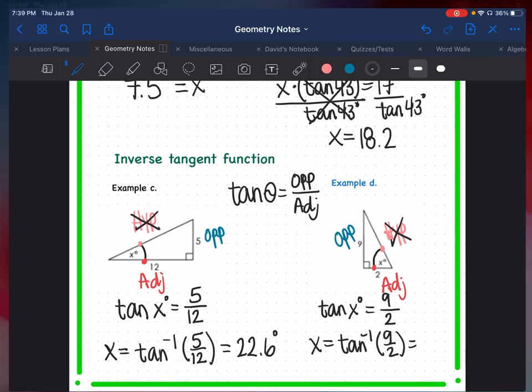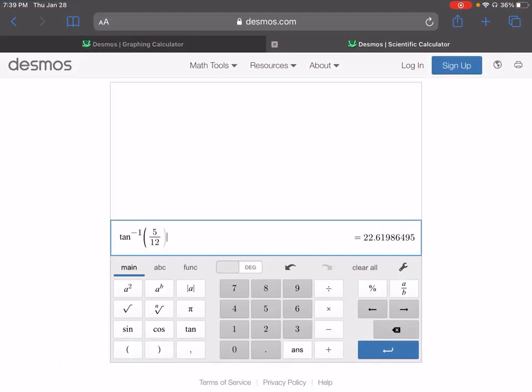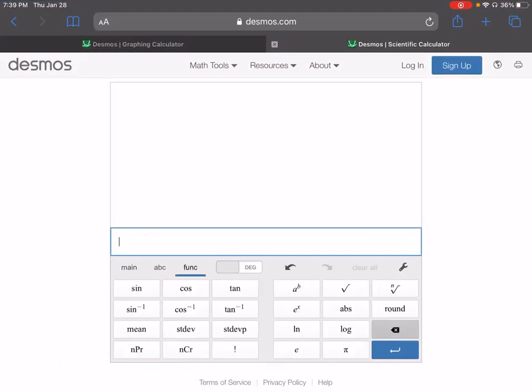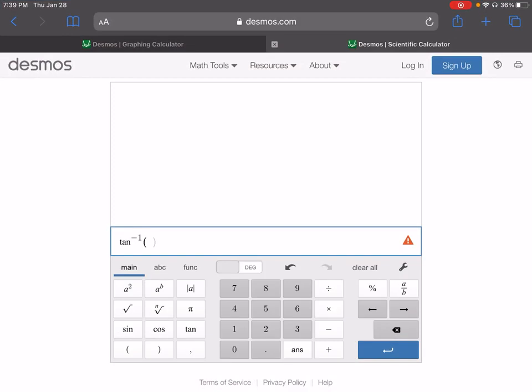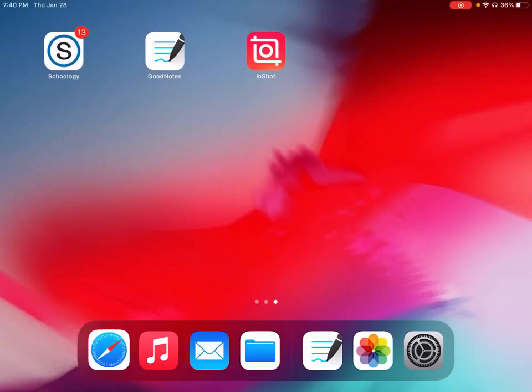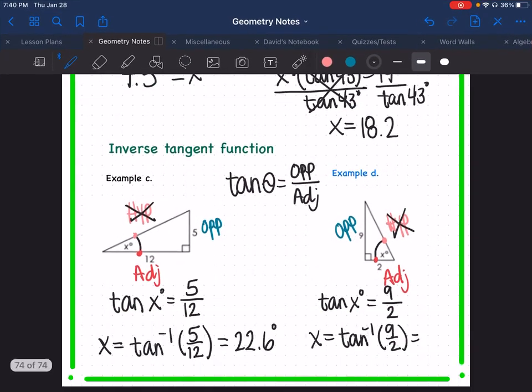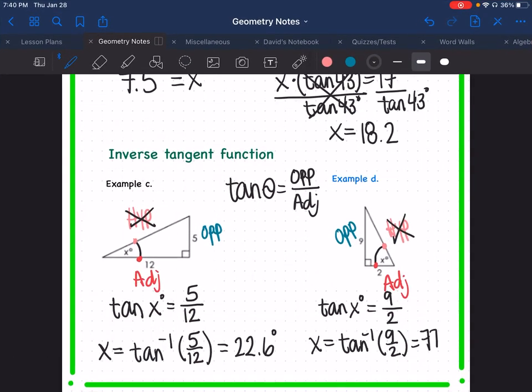And once again, I've got to go back to my calculator because I don't have this one saved. 9, and the bottom is 2. 77 point, the 4 would round to a 5 because of the 7 right after it, 77.5.